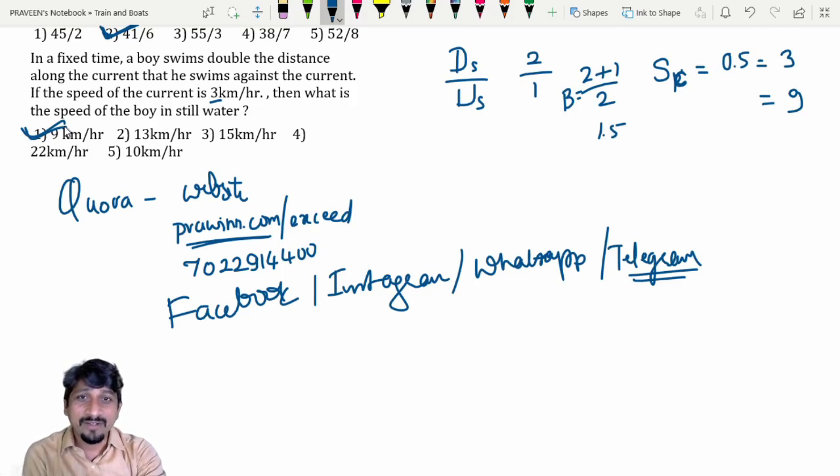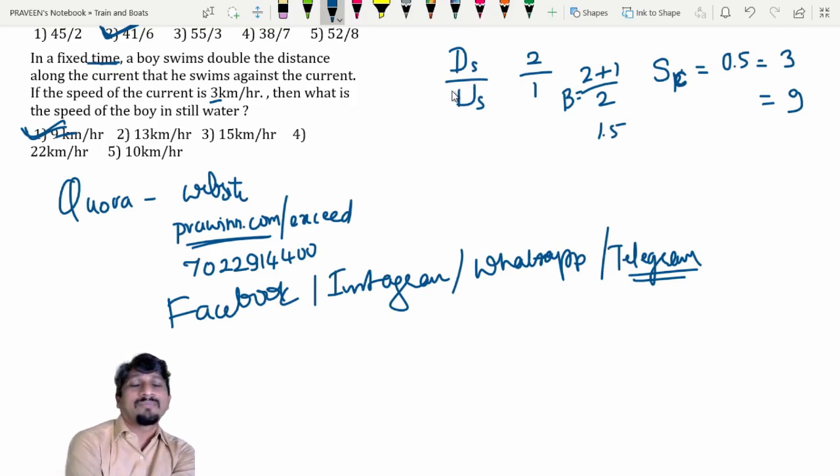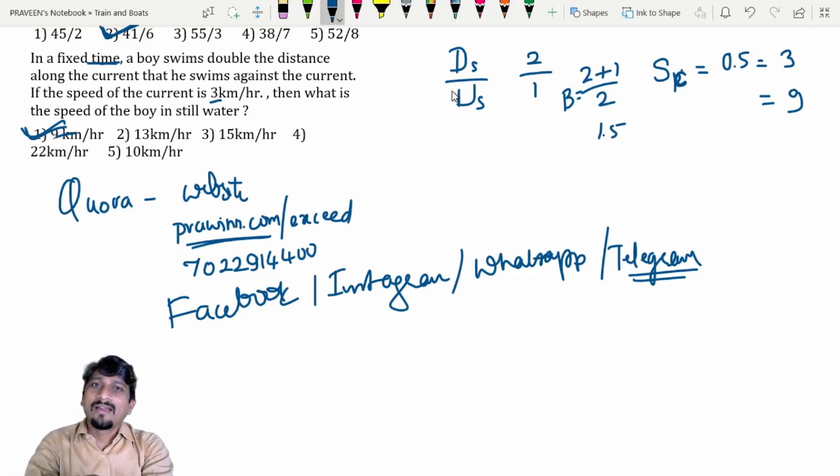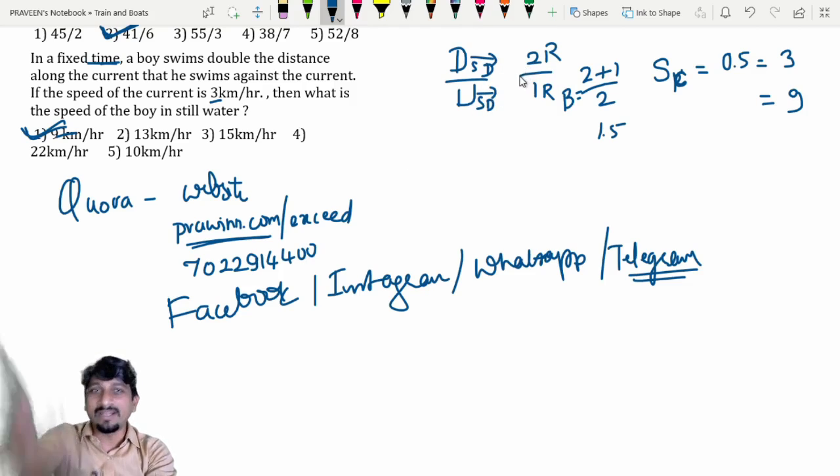Understood or not? Try to understand. We have been given what ratio? Ratio of downstream speed to upstream speed. They have given the distance, but we have converted it, because when the time is the same, which they are saying in a fixed time, the speed and distance are directly proportional. So the speed ratio is the same as the distance ratio. Therefore we have taken 2 ratio and 1 ratio. Downstream speed is 2 ratio, then upstream speed is 1 ratio, because he is going double the distance, so his speed is double, right? So this is 1 ratio.